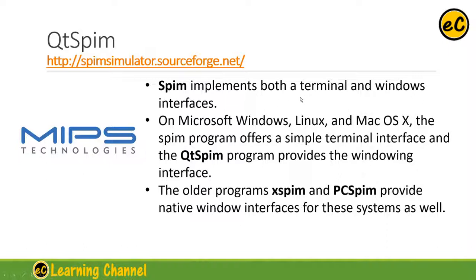Spim implements both a terminal and window interfaces. On Microsoft Windows, Linux, and Mac OS, the Spim program offers a simple terminal interface, and the QtSpim program provides the windowing interface. The older version programs, XSpim and PCSpim, also provide native window interfaces for these systems as well.